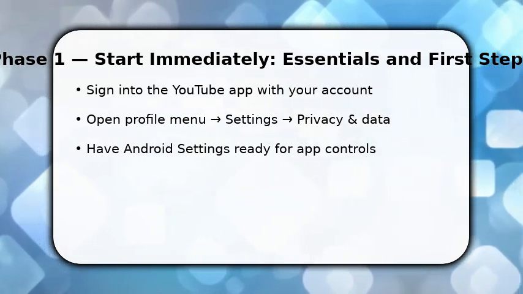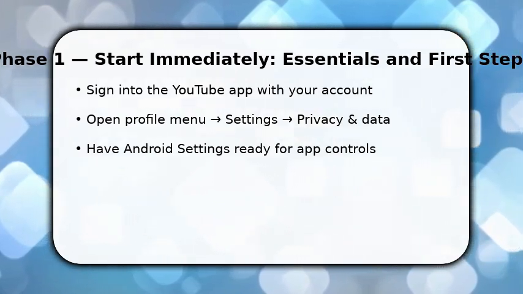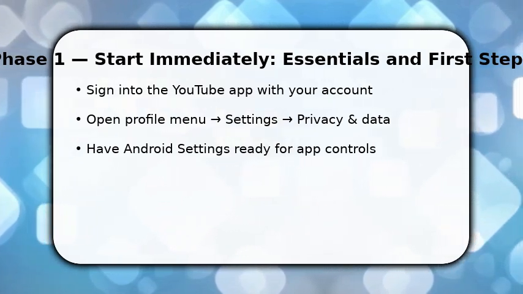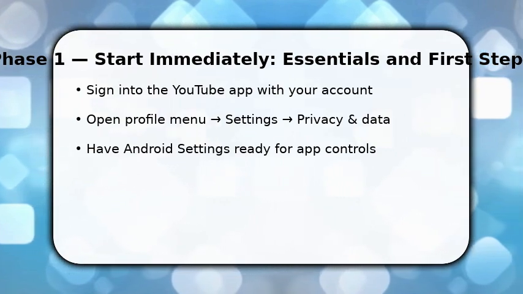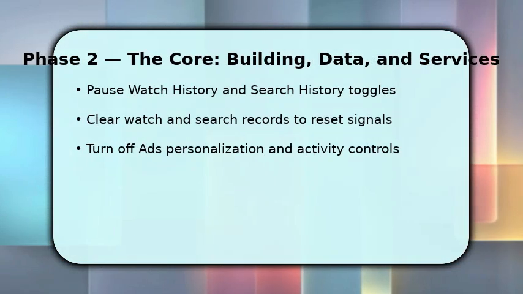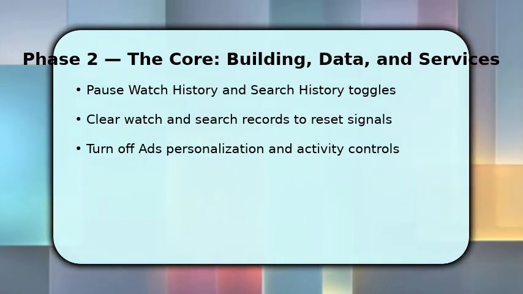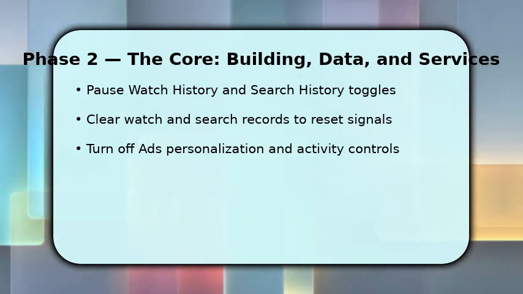You want to stop personalization first, so clear watch history and pause watch and search history here. These steps remove training signals, and that immediately reduces new personalized recommendations, while you continue to harden controls. Now you disable personalization sources. Pause both watch history and search history, and confirm clearing each record to reset what YouTube thinks you want.